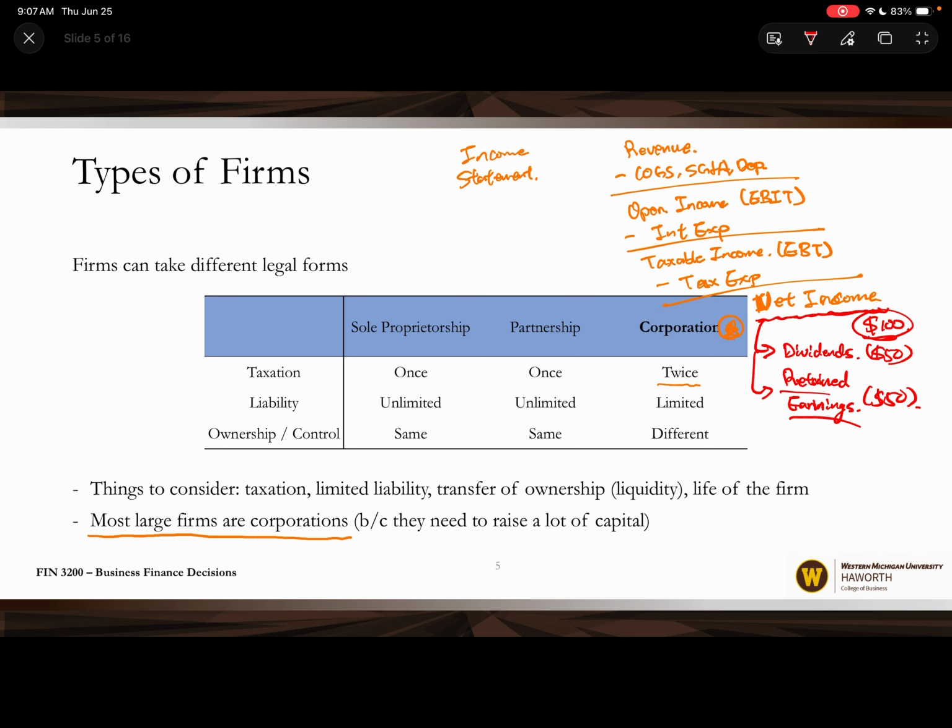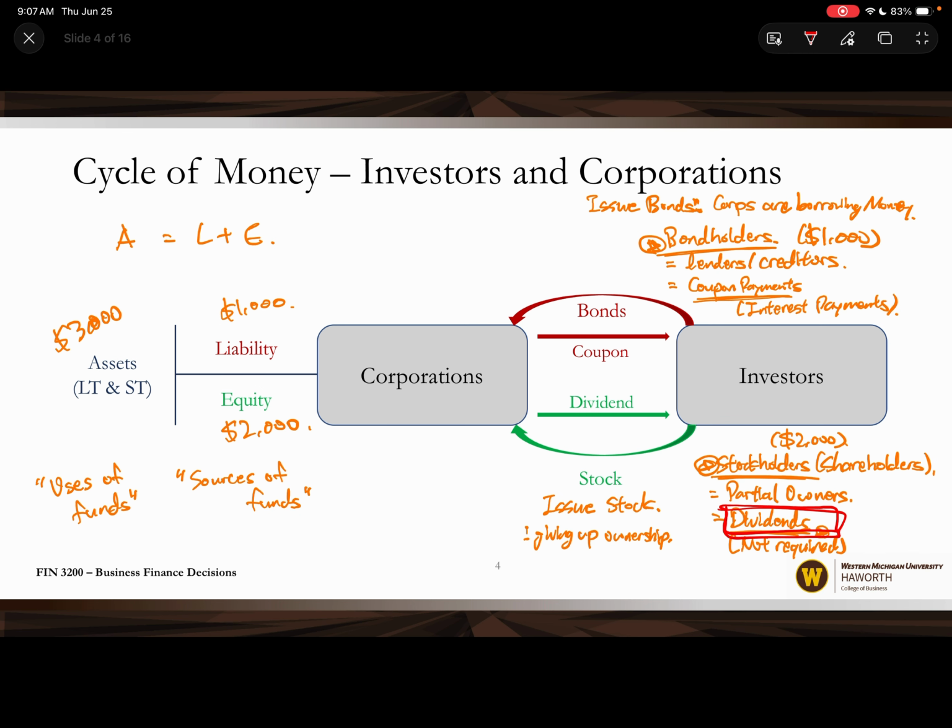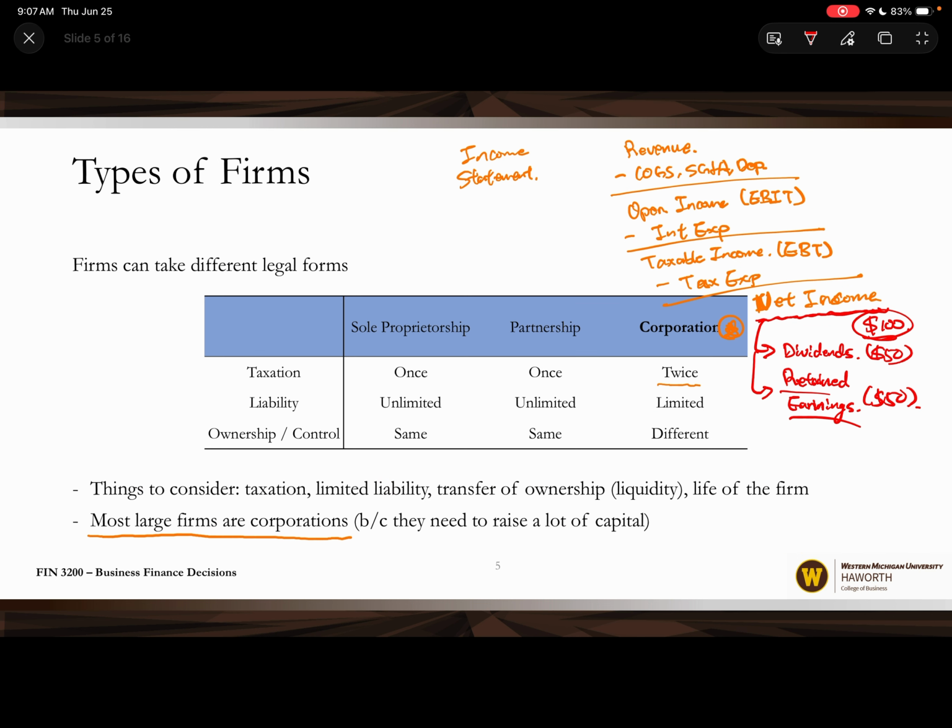As shareholders, who are the owners of these corporations, we just talked about how shareholders or stockholders are owners of the corporation. As shareholders, you have to file your taxes at the end of the year. You have to file your personal tax, and for your dividend income, you have to pay tax. So dividends are taxed.